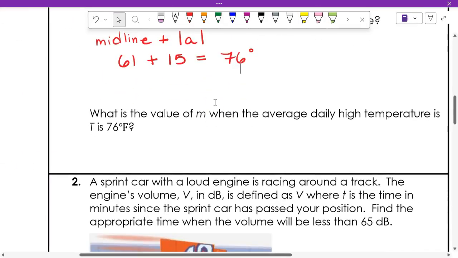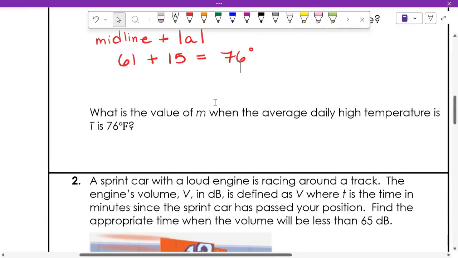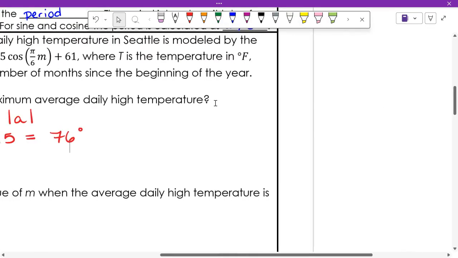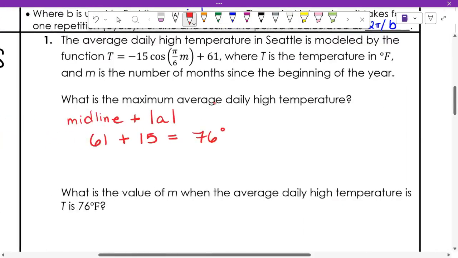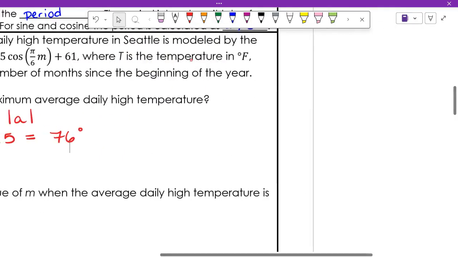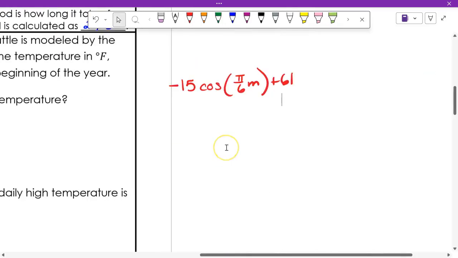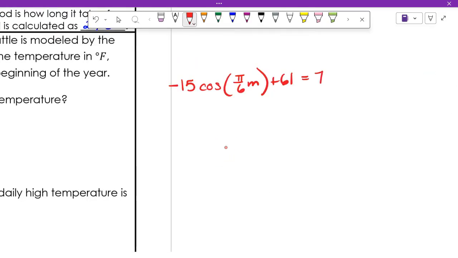Okay, now what is the value of M when the average daily high temperature is 76 degrees? So when does this happen? That's what this is asking. It wants to know what is M. So when this is equal to 76, what is M? So that means I'm taking that equation, negative 15 cosine pi over 6 times M plus 61, and I've got to set that equal to 76. And now I just need to solve for M.